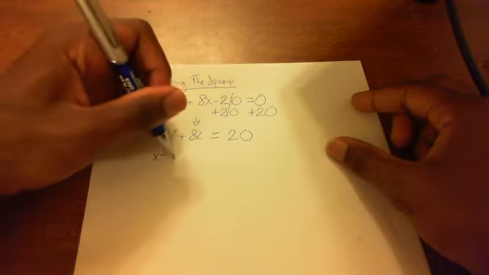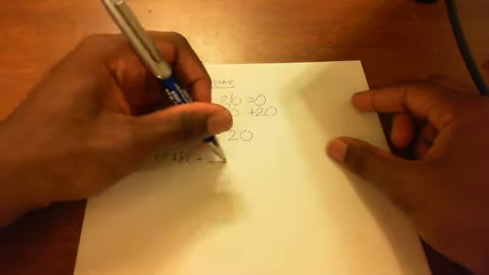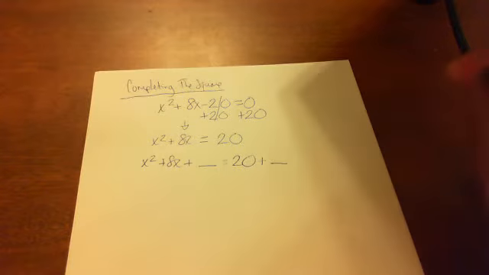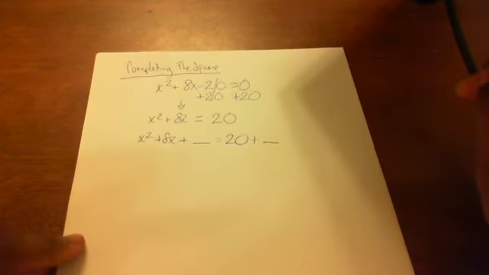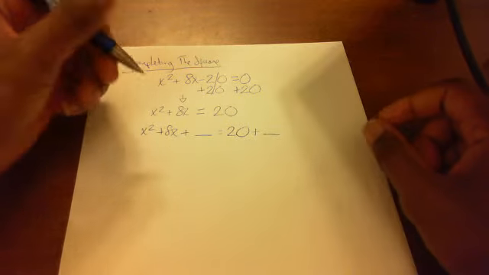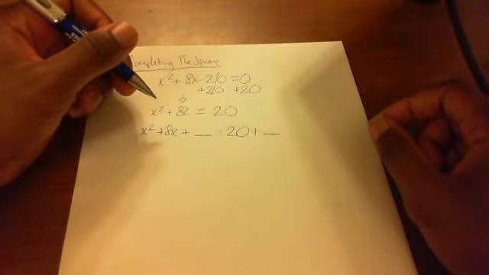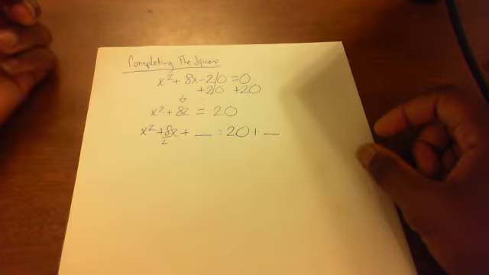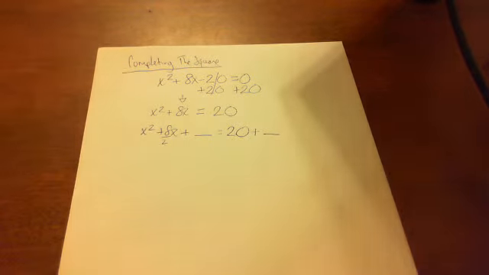So it's x squared plus 8x plus blank equals 20 plus blank, because what you do to one side, you do to the other side, right? So as I move along, in order to complete the square, I got to divide the middle term by 2. 8 divided by 2 is 4. Okay? 8 divided by 2 is 4, and then we're going to square that. So 4 squared is going to be 16. So we're going to write 16 here shortly in a minute.